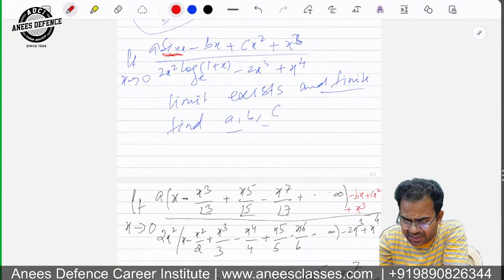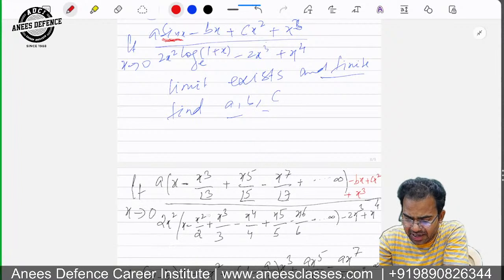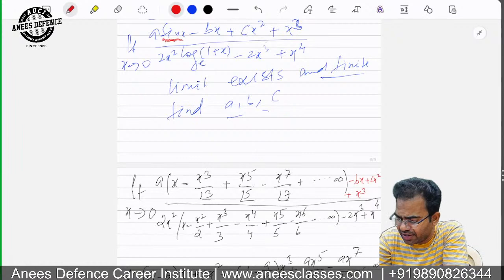minus bx as it is, plus cx square as it is, plus x cube as it is, whole divided by 2x square, then in brackets the series of log 1 plus x that I put here: x minus x square upon 2 plus x cube by 3 minus x to the 4 by 4 plus x to the 5 upon 5 minus x to the 6 upon 6 and so on. After that, minus 2x cube will be as it is, plus x to the 4 will be as it is.